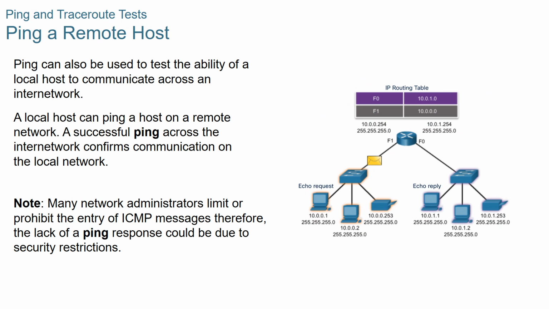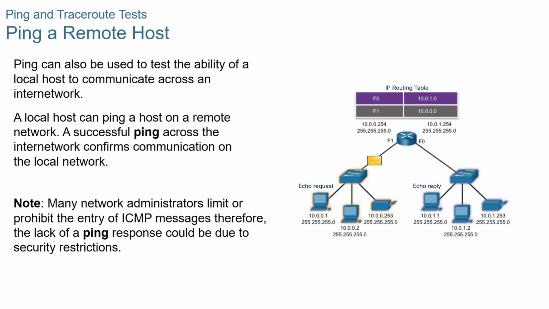Pinging a remote host. Ping can also be used to test the ability of a local host to communicate across an internetwork. So a local host can ping a host on a remote network. A successful ping across the internetwork confirms communication on the local network. Just a quick note that many network administrators limit or prohibit the entry of ICMP messages. Therefore, the lack of a ping response could be due to security reasons. Security restrictions apply within networks to stop ICMP and pings being used across network segments.